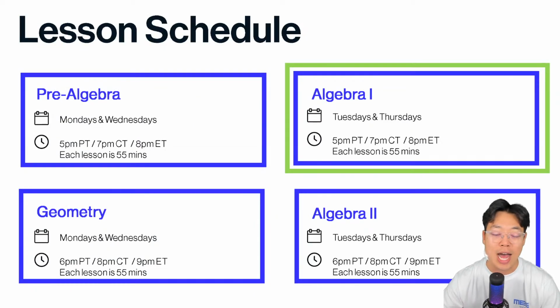Here's the lesson schedule. Algebra 1 meets on Tuesdays and Thursdays, 5 p.m. Pacific time, 7 p.m. Central time, 8 p.m. Eastern time. Each lesson is 55 minutes. And we meet every week other than holiday weeks like Christmas, New Year's, Thanksgiving, spring break, things like this. But other than that, every single Tuesday and Thursday, 5 p.m. Pacific time. I'm based in Los Angeles, so that's what I go by. 55 minutes twice a week.